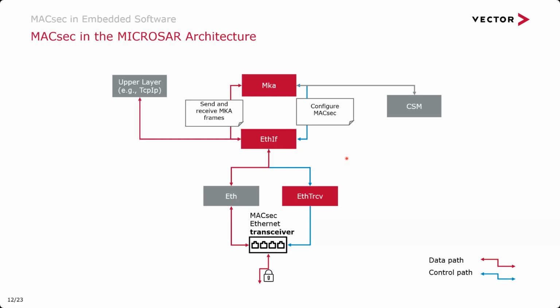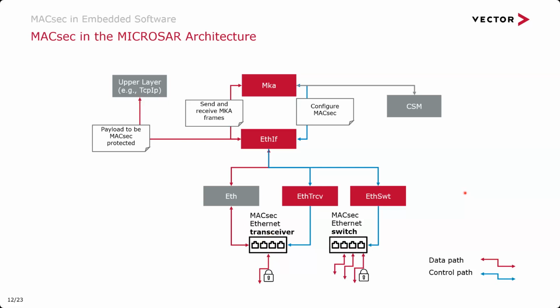And what MKA also does is it configures MACsec. So there are additional interfaces now in the Ethernet interface and in the Ethernet transceiver. In the end, MKA tells the transceiver driver how to configure the transceiver so that it performs MACsec. Then the normal payload, for example TCP/IP communication, is just protected by MACsec, but this is completely transparent to the other upper layers. They don't see anything of MACsec because the actual protection happens down here on the transceiver side.